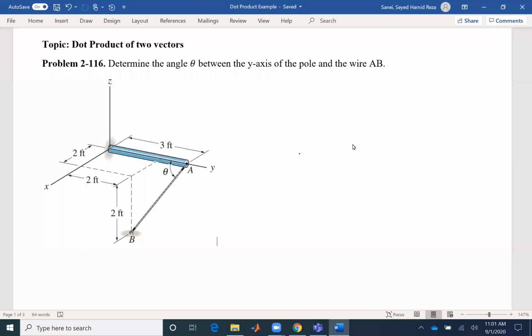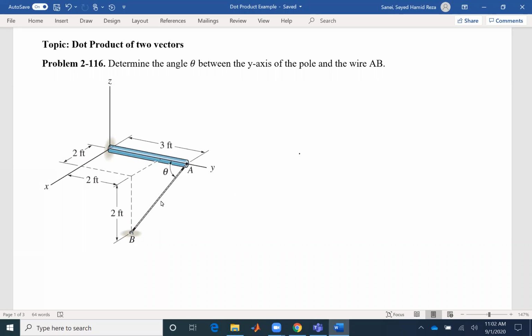Hello everyone, in this video we are going to solve problem 116 of chapter 2. Determine the angle theta between the y-axis of the pole and the wire AB. One of the applications of dot product was finding the angle between two vectors. So if we want to find the angle theta, we need two vectors.